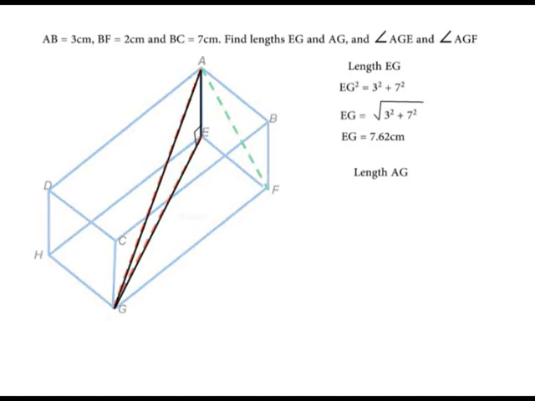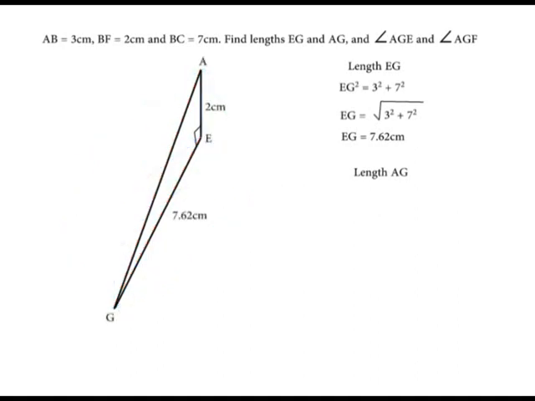If you remove the rest of the figure, you will clearly see the triangle. And so AG is the hypotenuse. Using Pythagoras theorem, AG squared is equal to 7.62 squared plus 2 squared, and AG is equal to 7.87 centimeters.